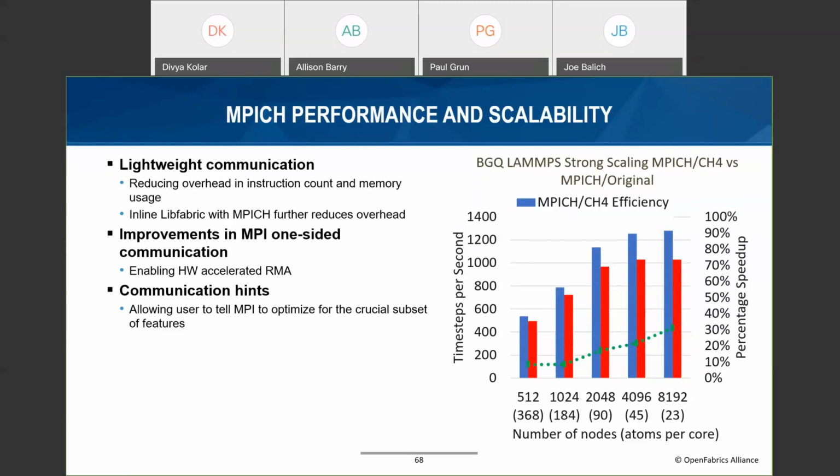If you look at the figures on the right, this is some early data when we ran CH4 on the BG2 machines that we had at Argonne. Essentially, this is using LAMMPS, and you can see CH4 has a significant performance improvement over the red part here, which is MPICH with the CH3 device. Next slide, please.